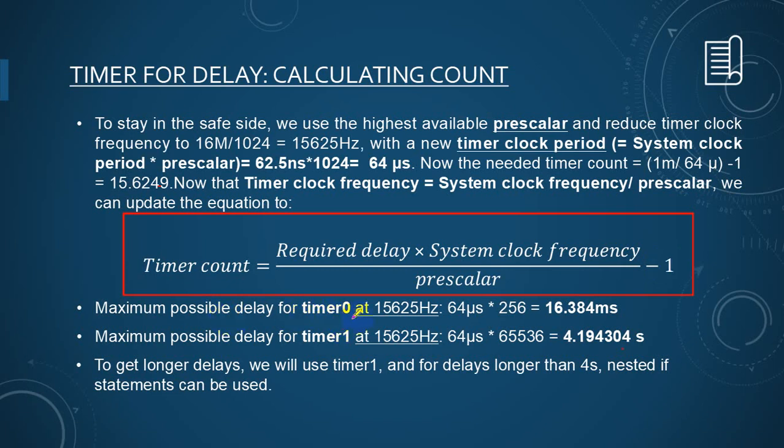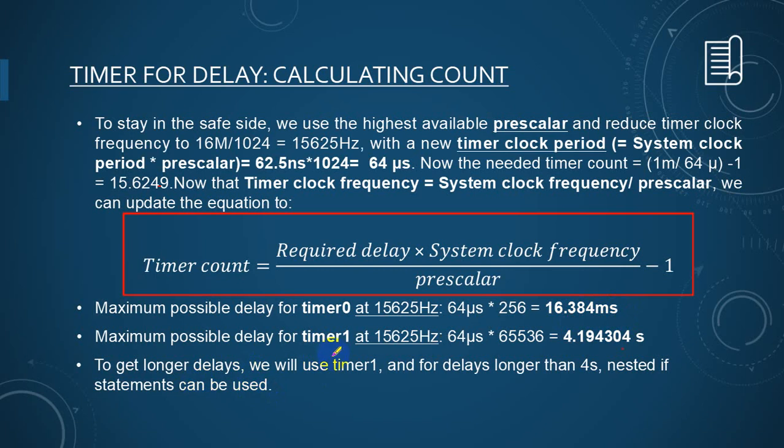Maximum possible delay for timer 0 at 15,625 Hz, 64 microsecond multiplied by 256. So by using timer 0 now, if we use the prescaler, then we can count 1 millisecond because that's the range now of timer 0. 16.384 millisecond. That's the advantage of using prescaler. Now by using timer 0, we can count up to this delay, 16.384 millisecond. It was not possible without prescaler, right?